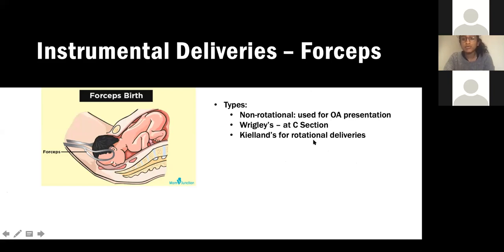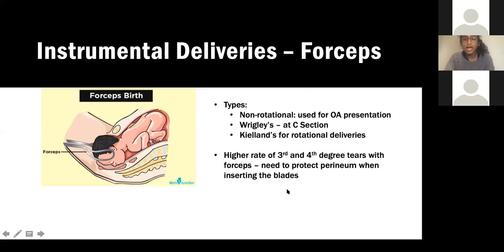If you need to rotate the position of the baby, then you can use Kielland's forceps. So you've got non-rotational and rotational forceps. With forceps, as I mentioned, there's a higher rate of third and fourth degree tears, so it's really important when you insert the blades to protect the perineum to decrease the risk of any tears. There are a few prerequisites that you need to meet before you have an instrumental delivery.